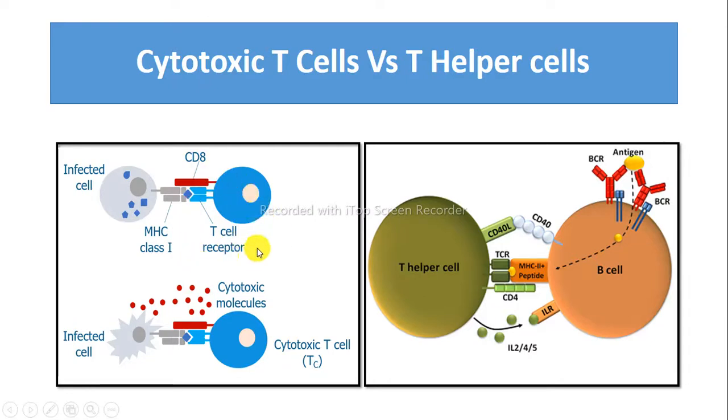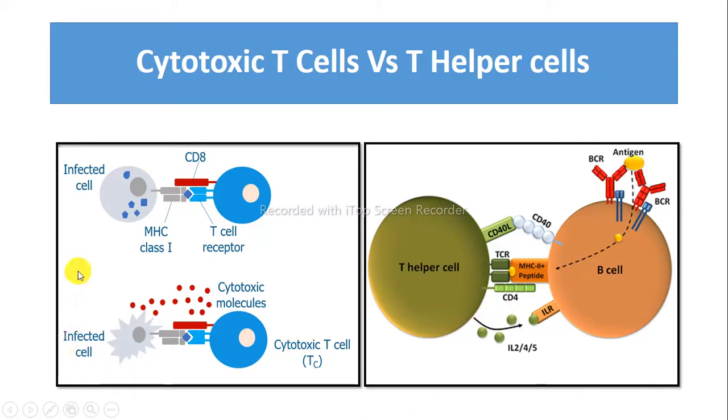So, cytotoxic T cells destroy virus-infected cells and tumor cells, whereas T helper cells secrete cytokines to regulate other cells in the immune system and present antigens to B cells. Antigens are presented by virus-infected cells and tumor cells to cytotoxic T cells, and to T helper cells, antigens are presented by macrophages, dendritic cells, neutrophils, etc.